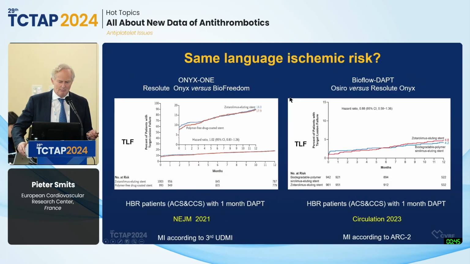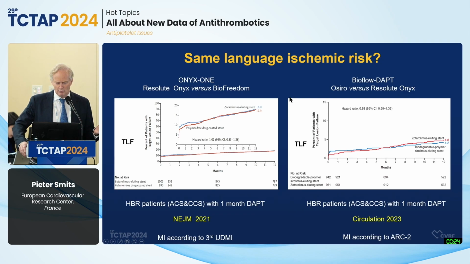Are we speaking the same language for ischemic risk? I'm not so sure. I think we still have some work to do. If we look at 2 recently published papers on comparative stent trials, the Onyx-1 and the Bioflow DAPT, and you look at more or less the same population, with minor differences, they all get 1 month DAPT.